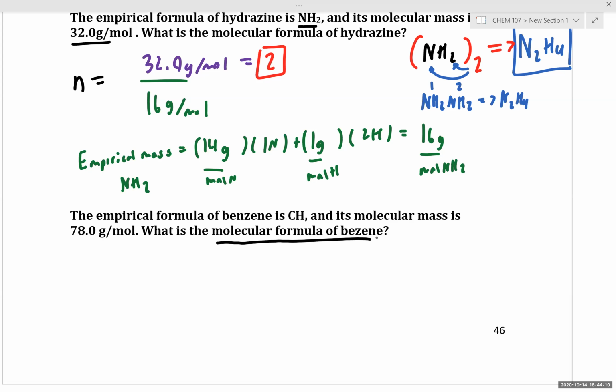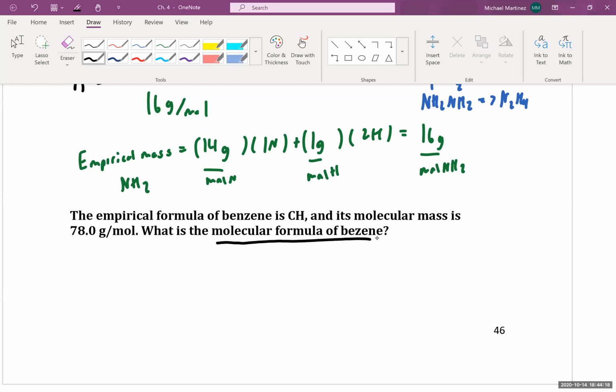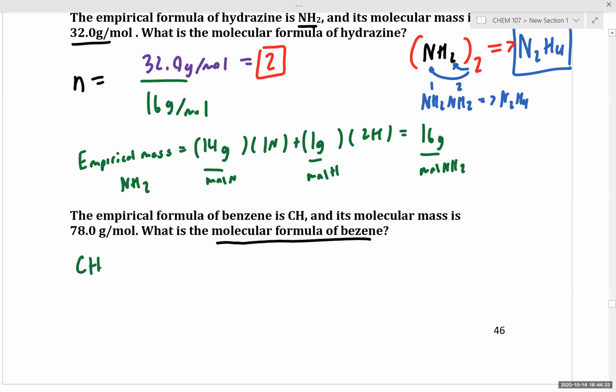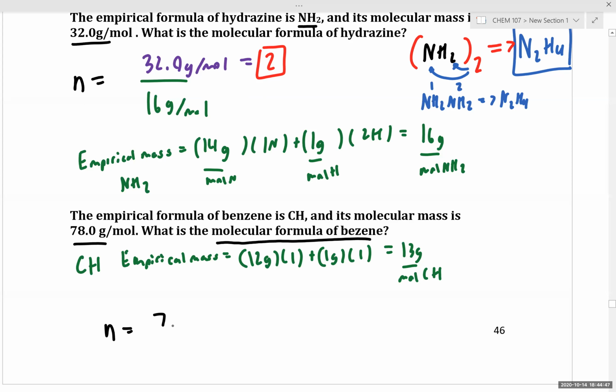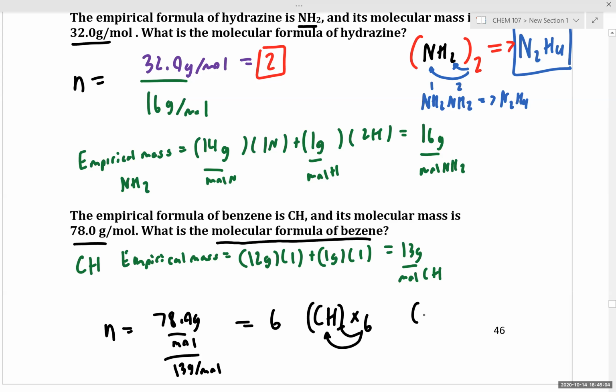Perfect. We see a pool of responses from multiple students suggesting the formula for benzene is C6H6. So let's talk a little bit about the logic behind this. Our empirical formula unit is CH. So the empirical mass would be equal to 12 grams times 1 plus 1 gram times 1, which gives us 13 grams per mole of CH. From this, we can calculate N by taking our molecular mass of 78.0 grams per mole divided by 13 grams per mole. That gives us an N of 6. So we take our CH units and multiply them by 6. That in turn gives us C6H6 for our molecular formula.